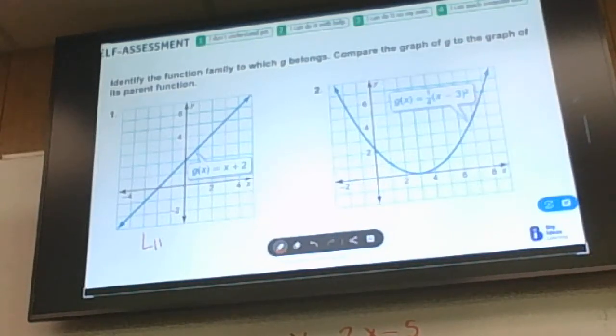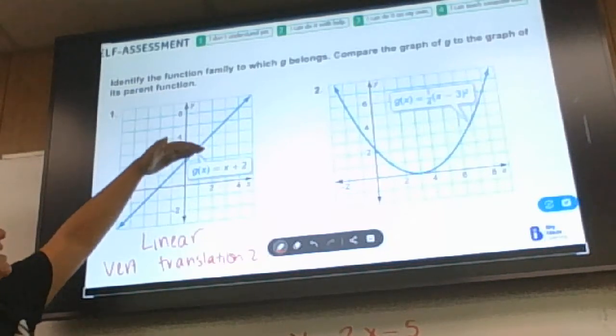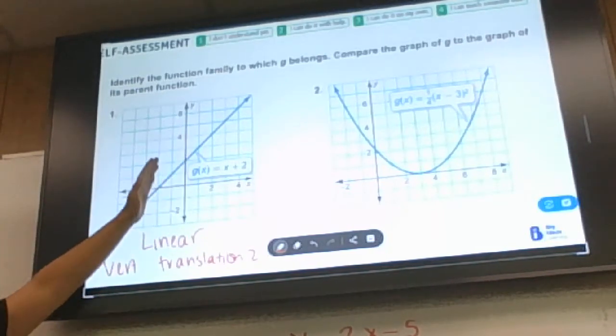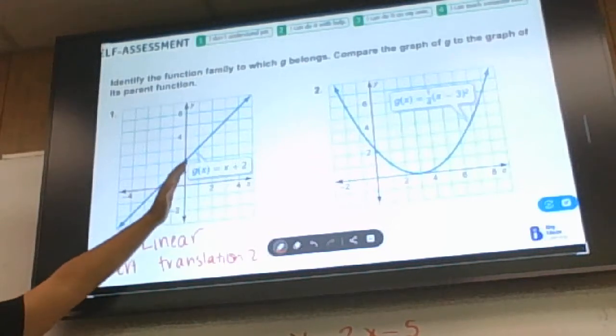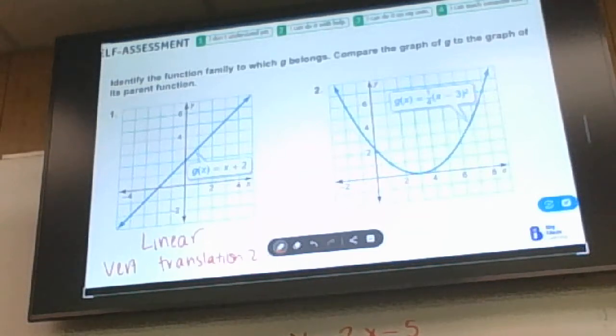No, linear. Linear. And then how is it different from the parent? Did anybody see this and think that it was shifted left? No. So some people see this and they see the upshift. You can see this as shifted left as well. You could say horizontal translation left too, and that's still right, even with that equation. Okay, what's the second one called? Quadratic. Yeah, how is it different?